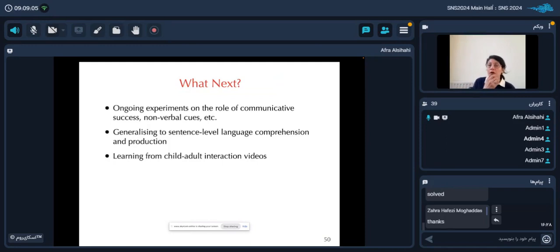And so in the long run, what we really want to do is to also incorporate communicative strategies and nonverbal cues, etc.